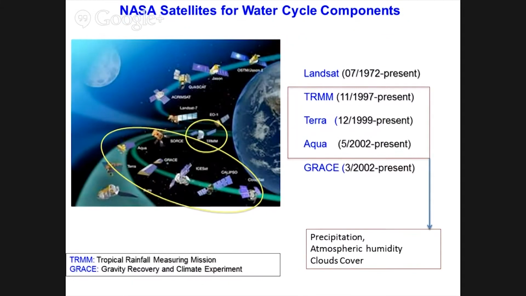That is where satellites have been quite useful, especially for the last decade or so. The Tropical Rainfall Measuring Mission, and the Terra and Aqua satellites, were specifically designed to observe the atmospheric part of the water cycle. In addition, there are satellites like Landsat, a long-flying mission, and GRACE. All these satellites in combination do provide excellent observations of the entire global cycle.